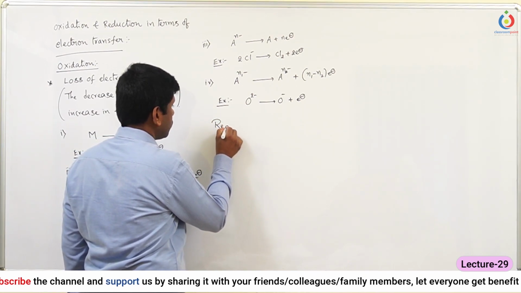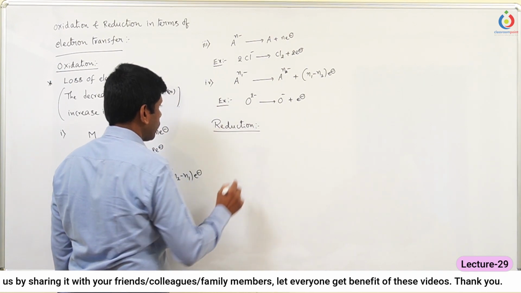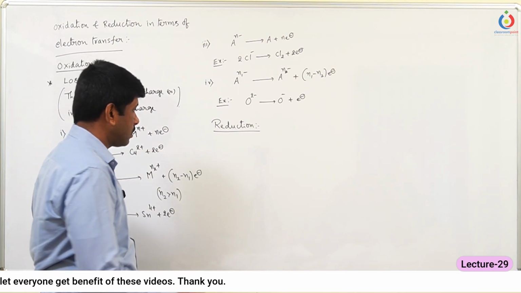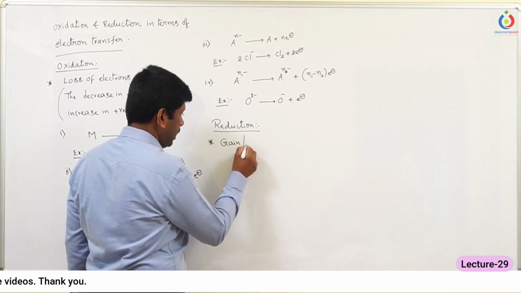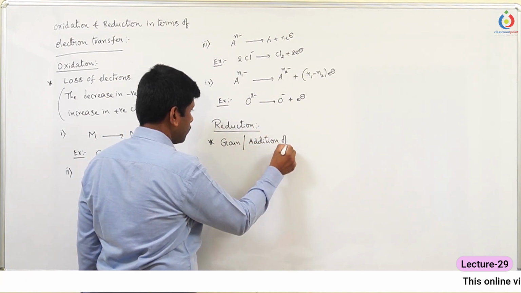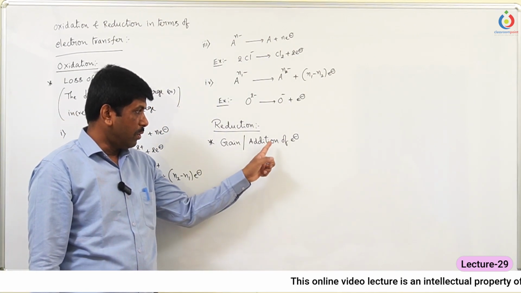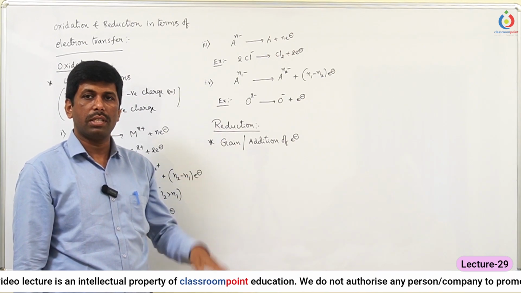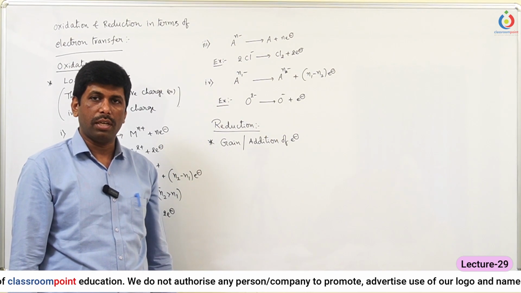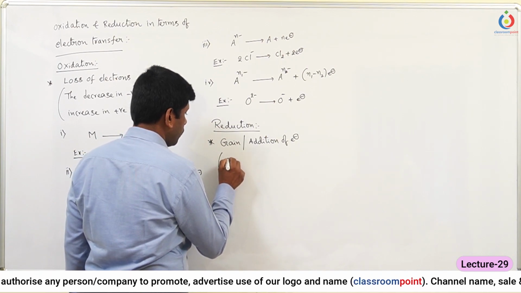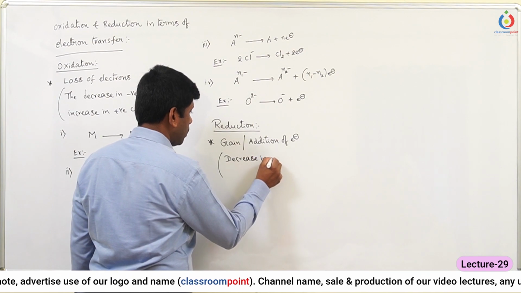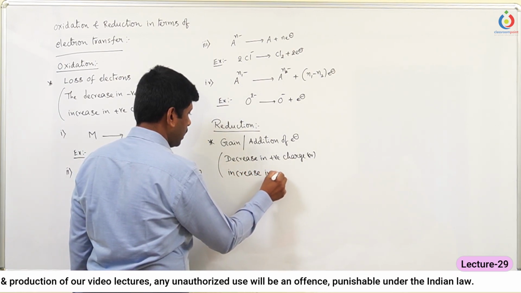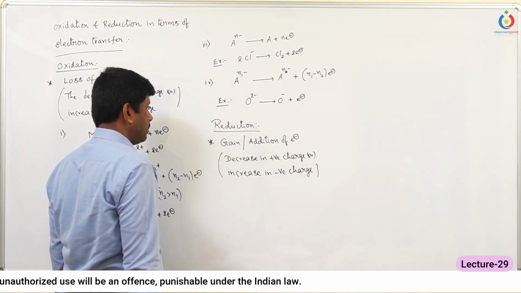Then let us see the reduction. As I said earlier, reduction is exactly opposite to oxidation. So oxidation is loss of electrons, and reduction means gain or addition of electrons. When you are adding electrons, which carry negative charge, the negative charge automatically increases, so the positive charge decreases. Decrease in positive charge or increase in negative charge is known as reduction, and it is observed in the case of reduction.